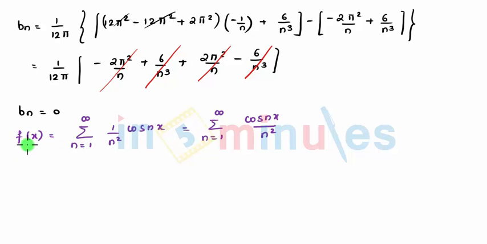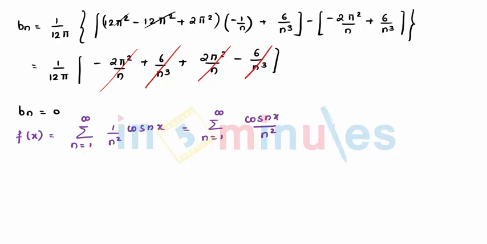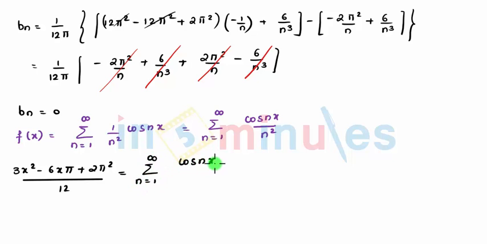So we can write f of x is what? F of x is given by, so I am substituting f of x here. So f of x is 3x square minus 6x pi plus 2 pi square, and this gets divided by 12, and that is equal to summation n equal to 1 to infinity cos nx divided by n square.